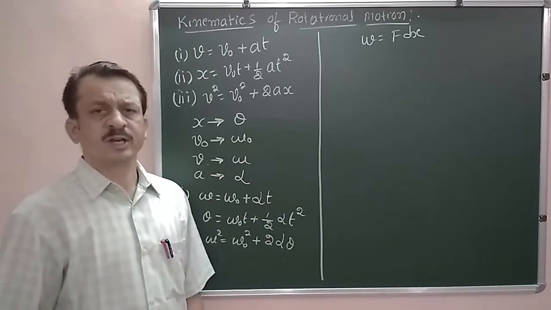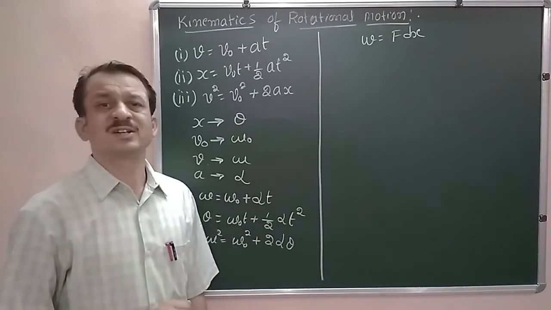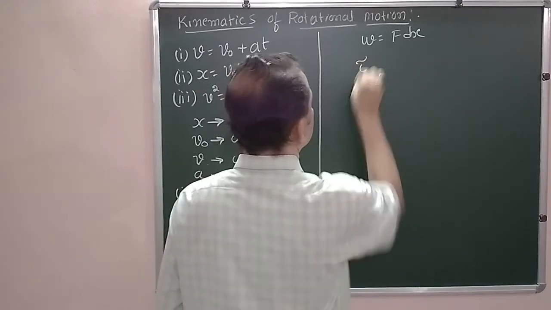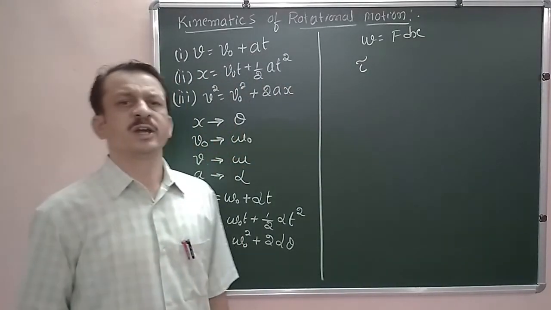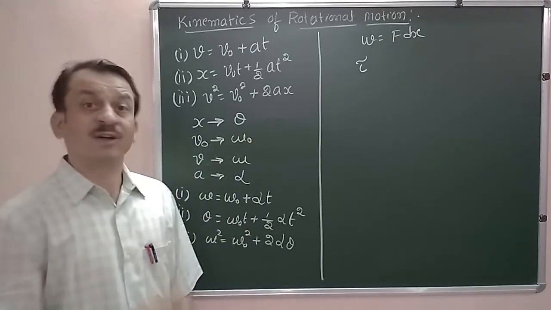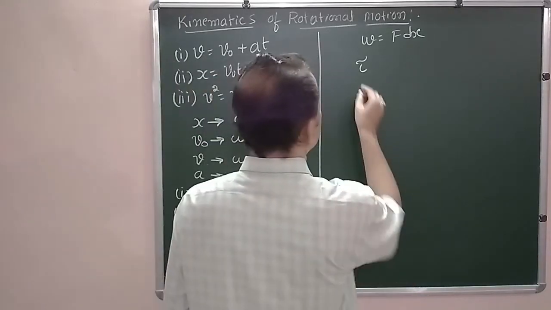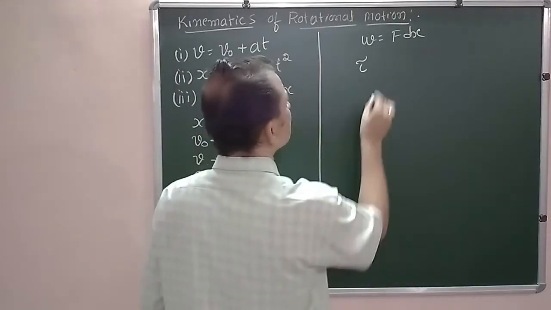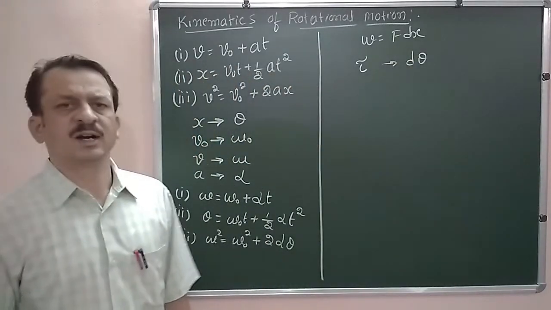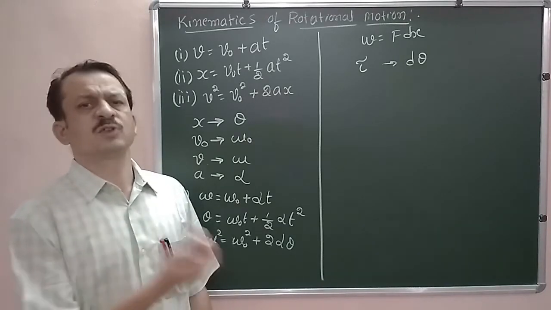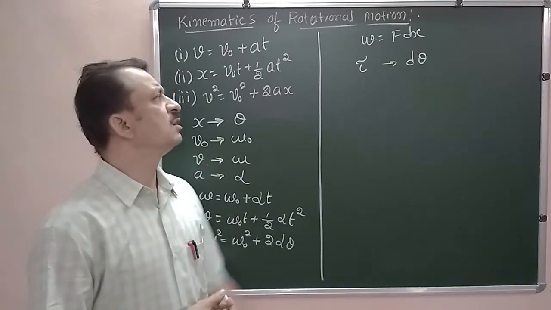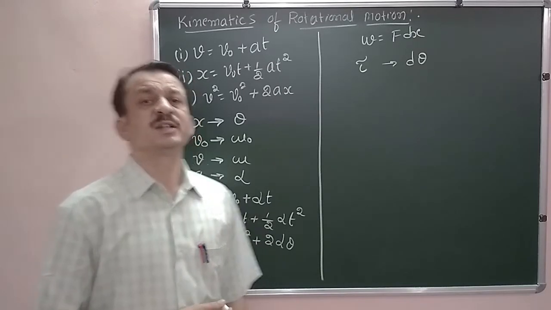Now consider a rigid body which is rotating about a fixed axis. Now a torque tau is applied on the rigid body to change its velocity, that means to give the body angular acceleration. Now this torque applied produces a displacement of d theta. We have a rigid body which is rotating, and we are applying a constant external torque tau that is going to cause a displacement d theta.